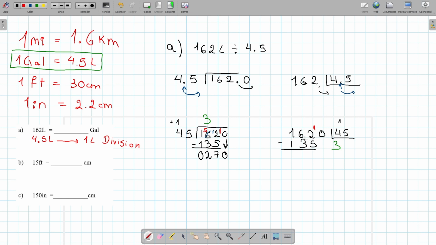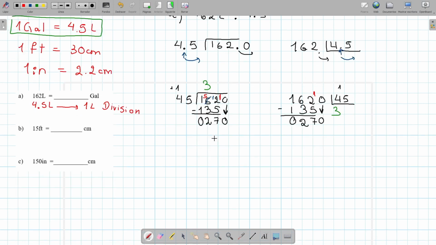The same here, 162 minus 135 is just 27. We have the 0 right here, and we take down the 0. Now we can continue. Let's try to look for a number that multiplied by 45 is near or is equal to 270.